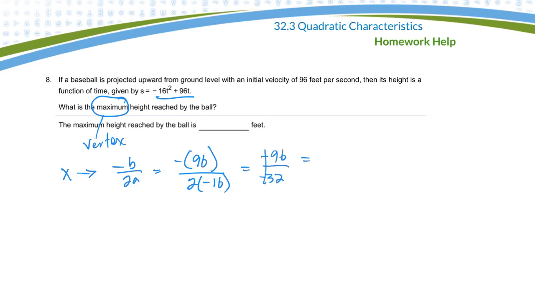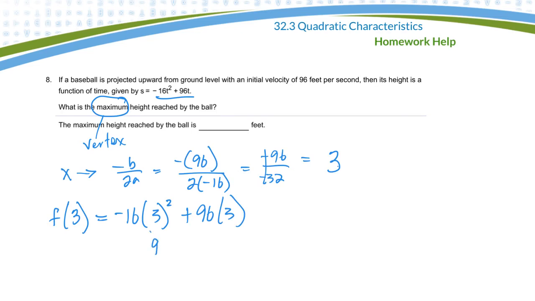So those would be positive. I think that goes in there 3 times. Oh, I like it when they come out even. So at 3 seconds is when that baseball will reach its top height. Oh, but they want to know what the height is. So then I just figure out what the value of f of 3 is. So it'll be negative 16 times 3 squared plus 96 times 3. 3 squared is 9.